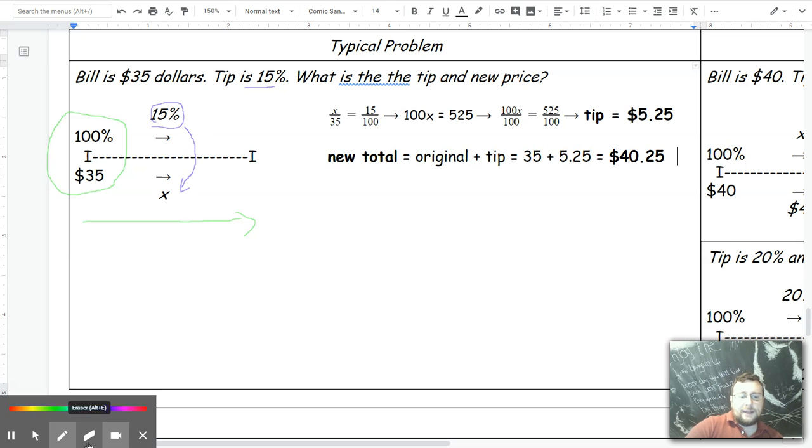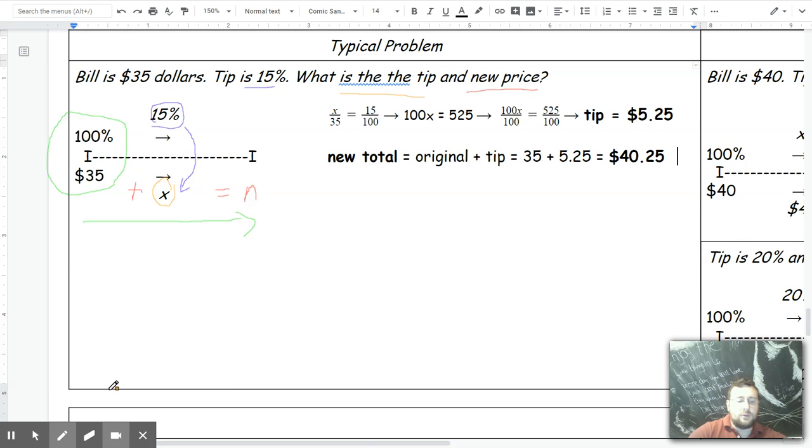Now, when I try to find out what my new value, or my new price, is, I'm going to have to get the original value plus whatever tip that is in order to get that new value, which is one of the things I'm looking for, right? But I'm also looking for that tip. I also want to know what this tip value is. Now, remember, the tip is a part.